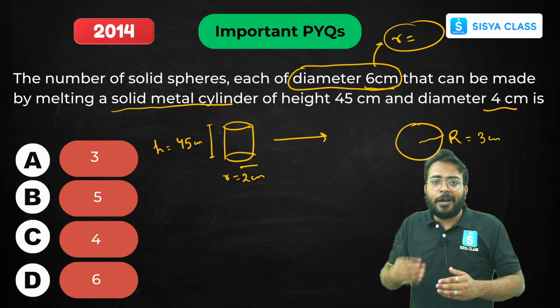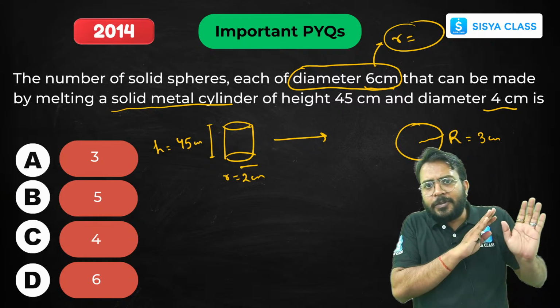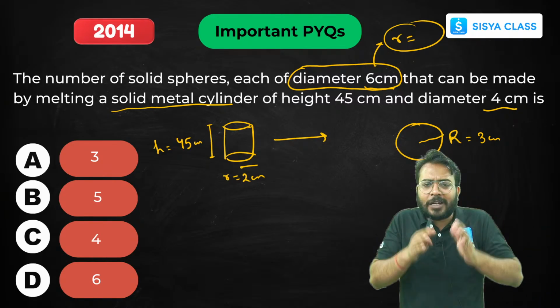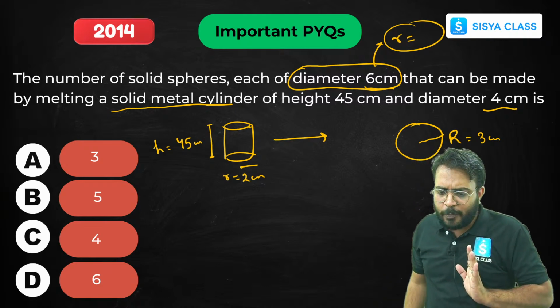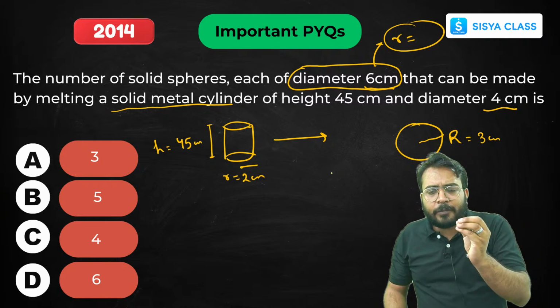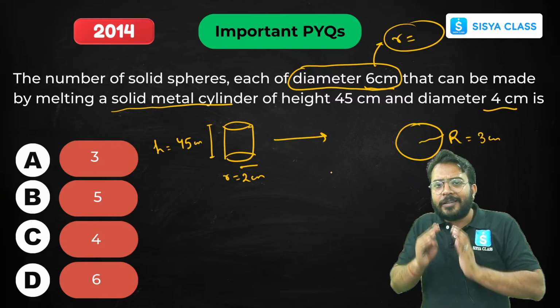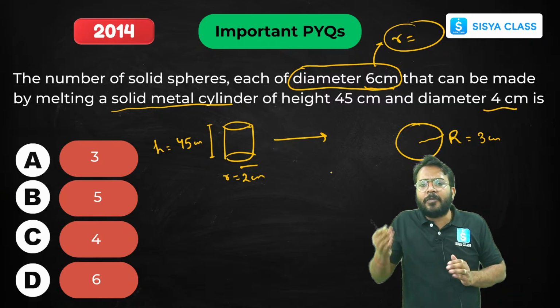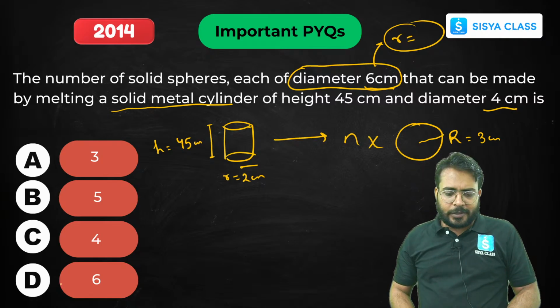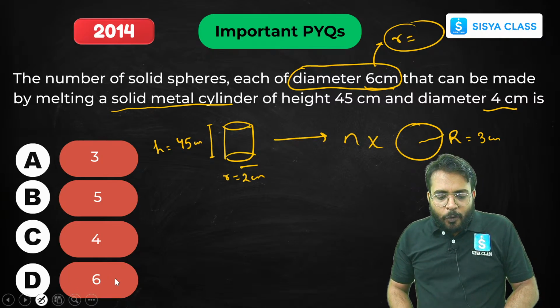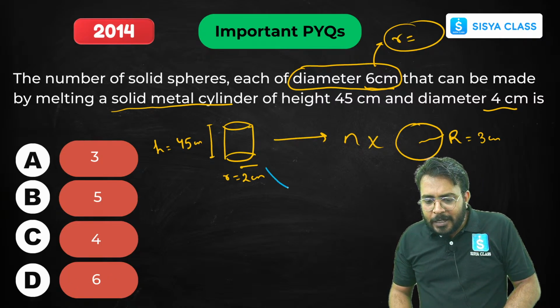Why? Because in a hurry, students used to take the same thing. Instead of diameter, they will assume that this is the radius. They will take the radius as 6 centimeter and they will get a wrong answer. Understood my point? So here, suppose after melting this cylinder, I am getting n number of spheres. Yes or no? Fine.